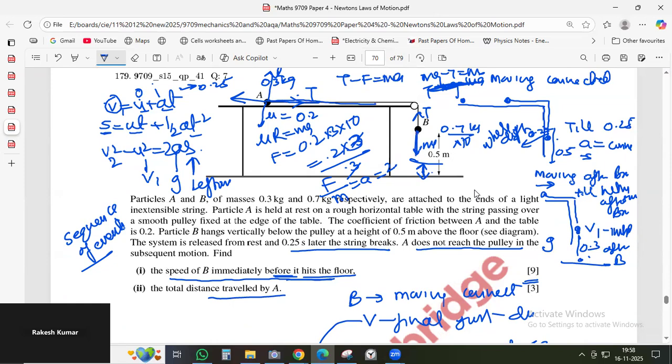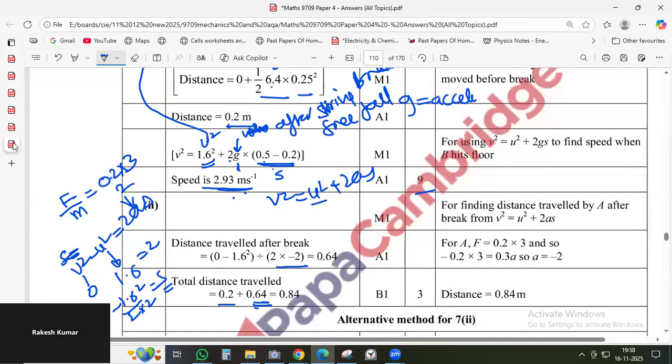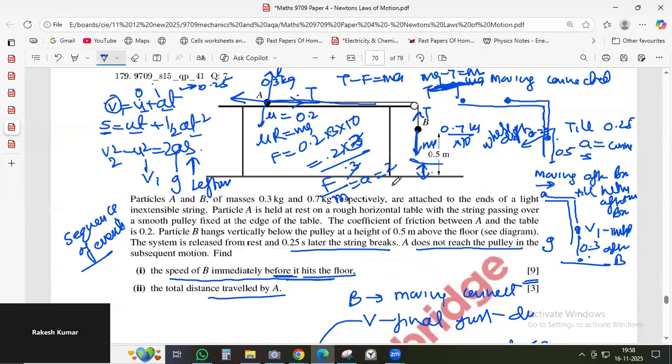So this will also move. How much distance had B moved here? He had moved 0.2, so this will also move 0.2. But then after that, this will break. Then because of some velocity, it will start moving and it will stop because there's deceleration happening because of friction.